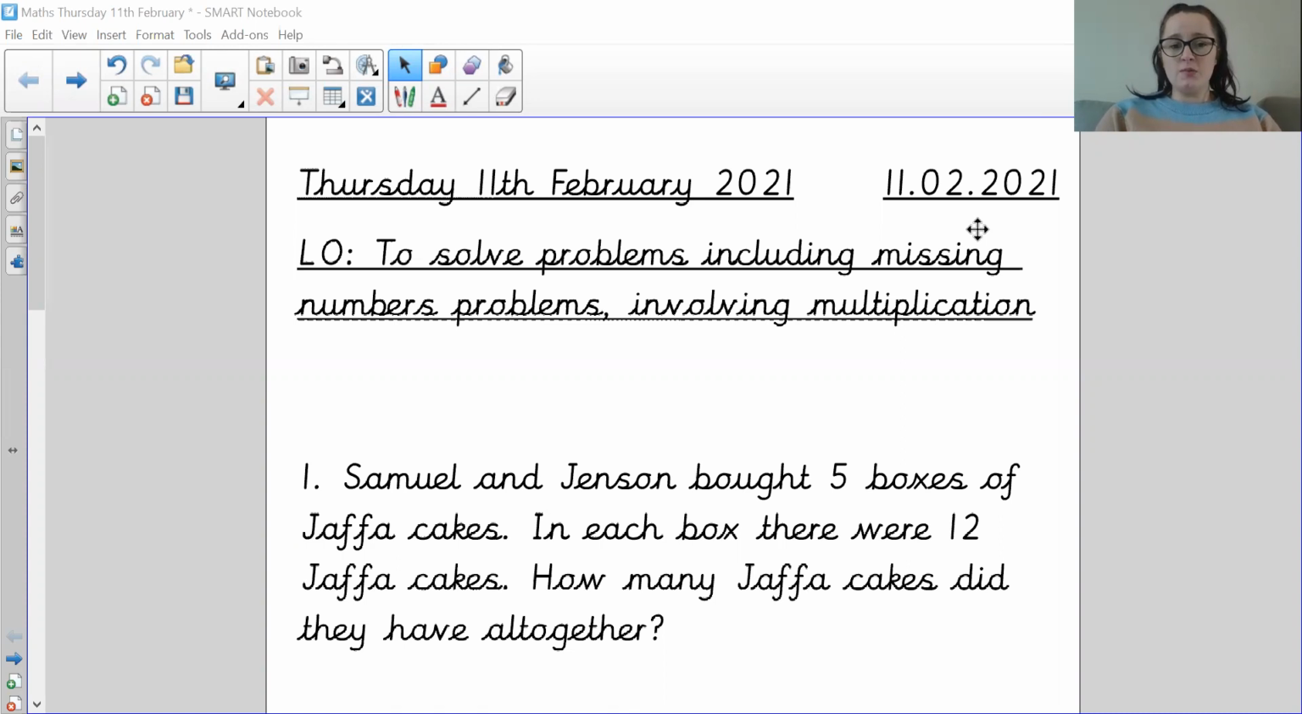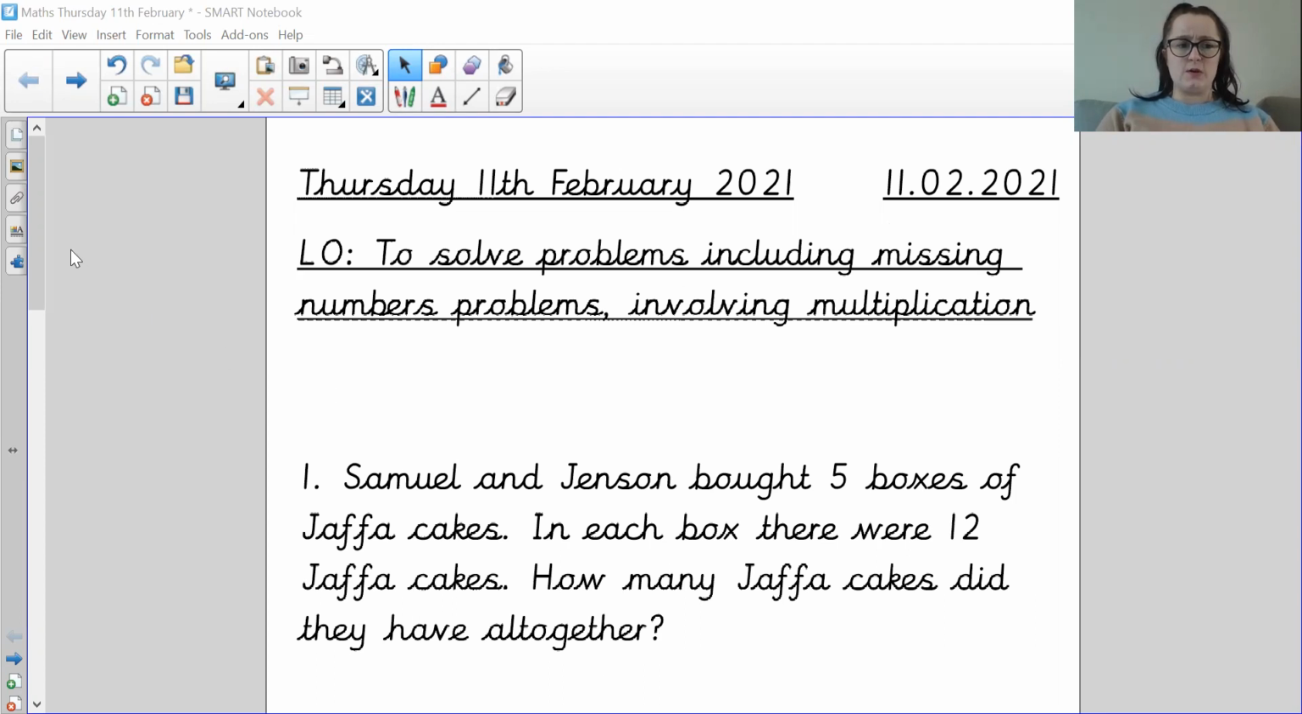11.02.2021 and today we are going to be solving problems including missing number problems involving multiplication. That's a real mouthful, isn't it? There are going to be lots of different problems that you're going to be solving using multiplication, and there are going to be some missing number problems included in that. You are experts at these now, but the focus this week is looking at them maybe as normal multiplications, in a money context, so pence, pounds, and there are also going to be some measurements in there as well, like centimetres, metres.